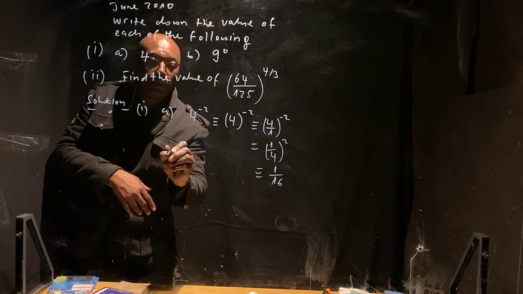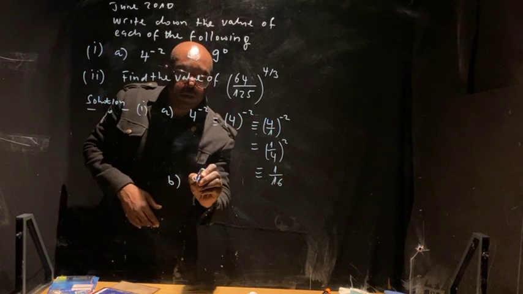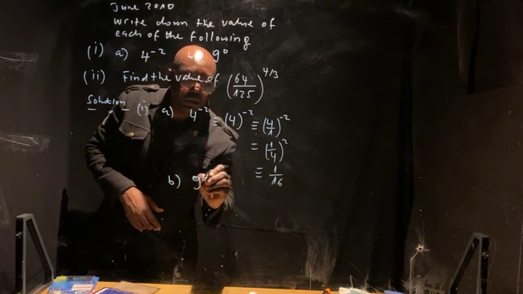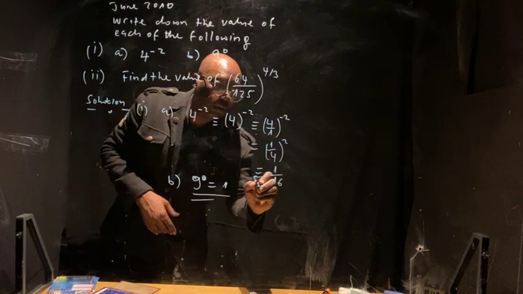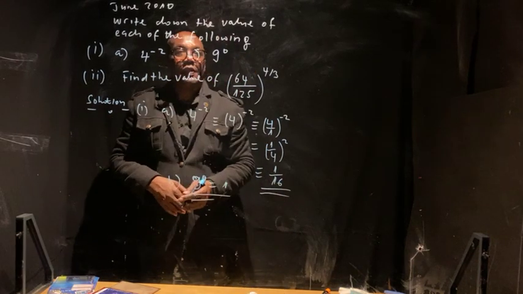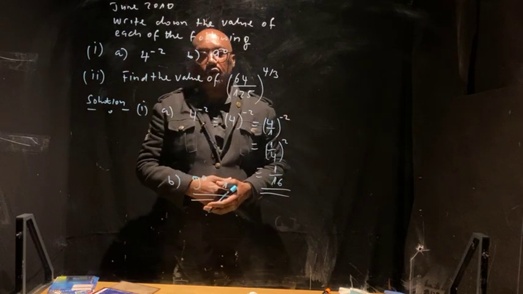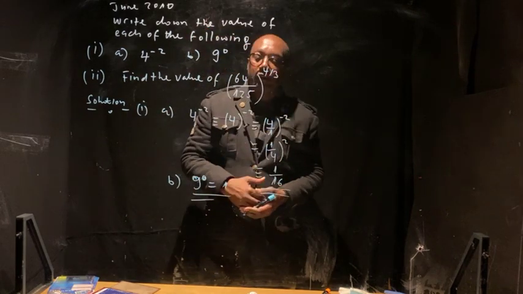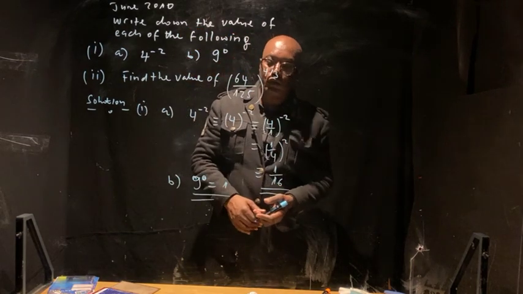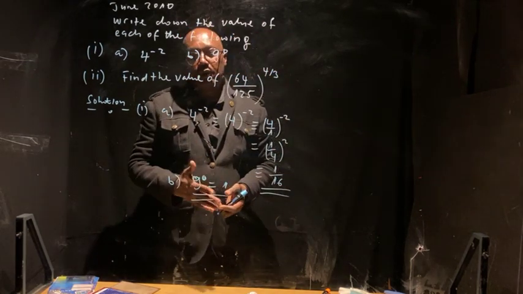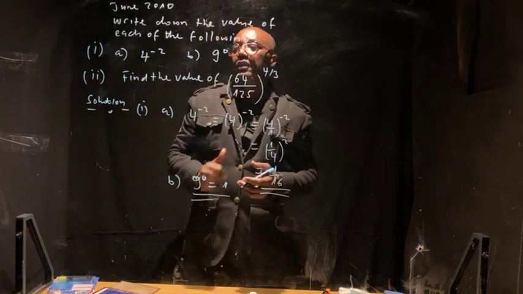B, 9 raised to the power 0 is equal to 1. So simple. Any number raised to the power 0 is equal to 1. 45,000 raised to the power 0 is equal to 1. 700 million raised to the power 0 is equal to 1. 5 raised to the power 0 is equal to 1. Any expression raised to the power 0 is equal to 1. So the first part is done.